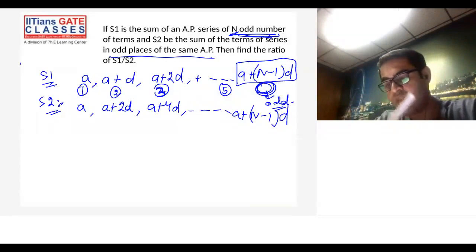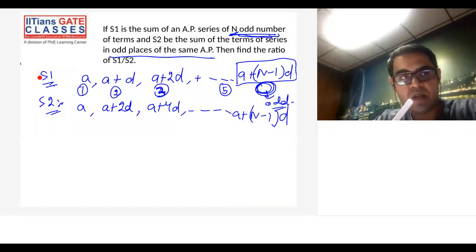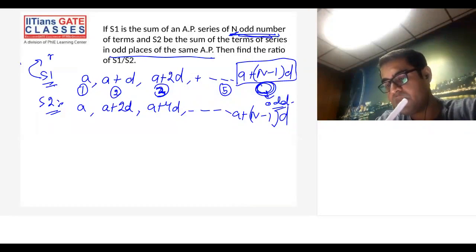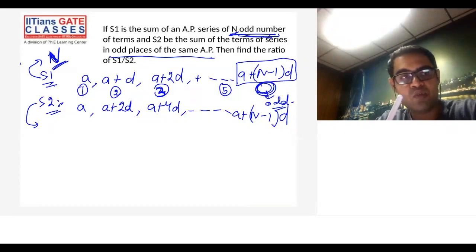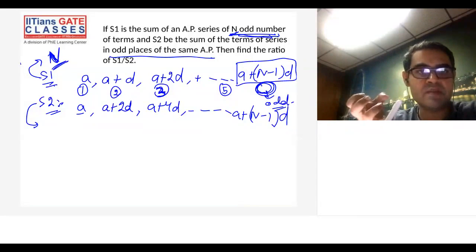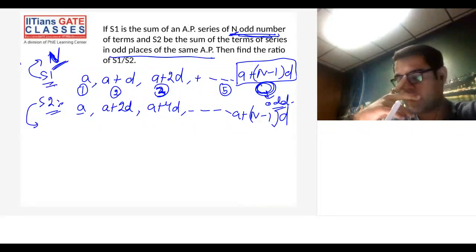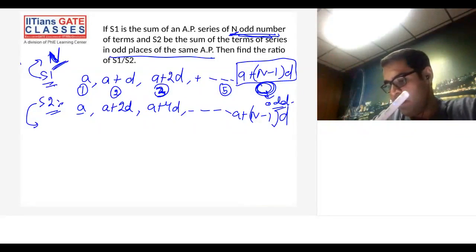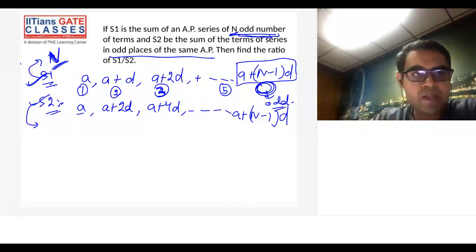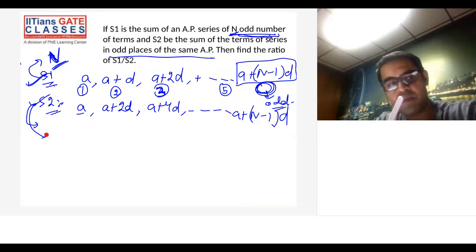But the difference is in S1 the number of terms are n, while in S2 I don't know the number of terms because we have only selected some terms, so we'll have to calculate that a bit. Okay, so fine. Now when I talk about sum, I have the first term, I have the last term. All I need is the number of terms. So let me find the number of terms in S2.